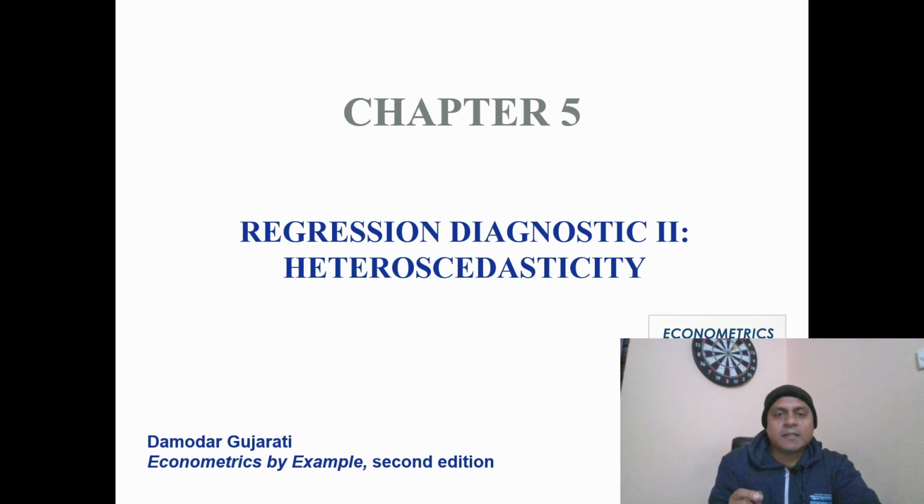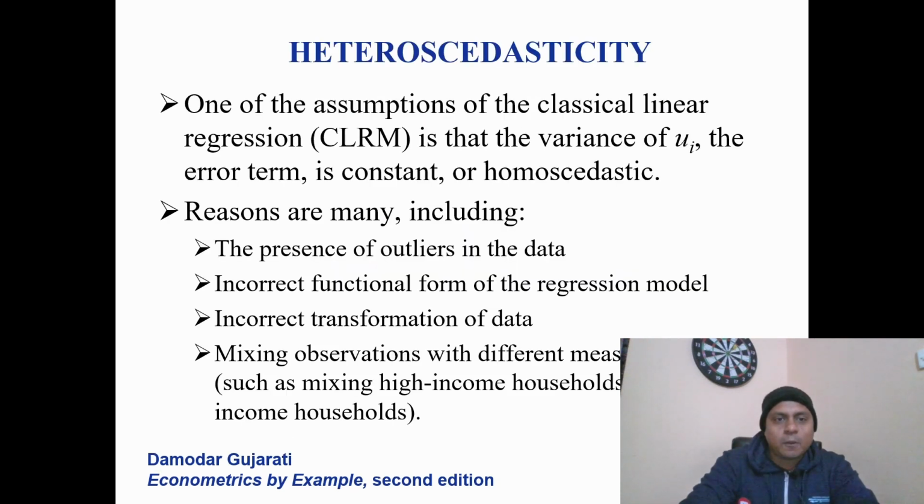Now the next one is the heteroskedasticity problem. What is the heteroskedasticity problem? It shows that one of the assumptions in the classical linear regression model is violated, that the variance of the error term should be constant. The variance of the error term should be constant, or homoskedastic.